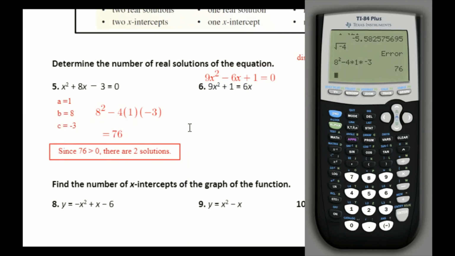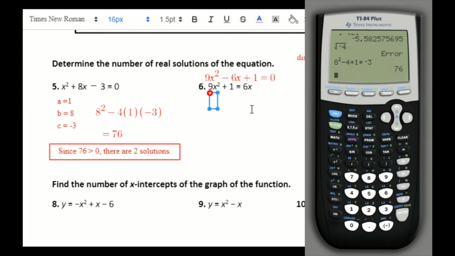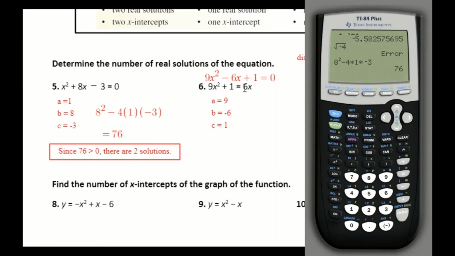So that makes a difference when we're trying to figure out what a, b, and c are. So here, you don't want to get tripped up. A is 9, b is negative 6, and c is 1. So when we go to compute the discriminant, it's b squared, and be careful with the negatives there when you square it. Minus 4ac.